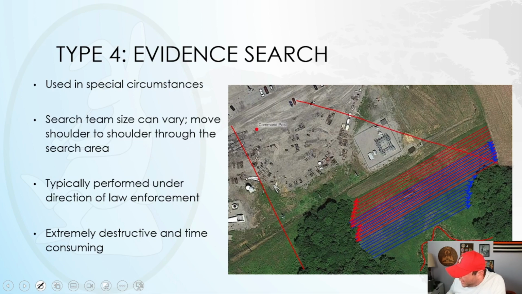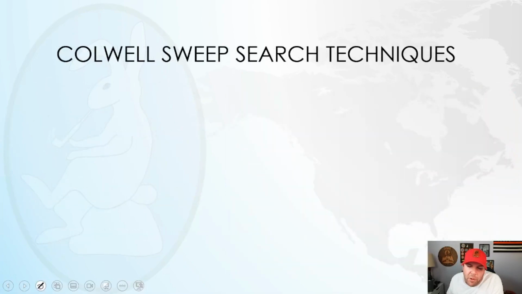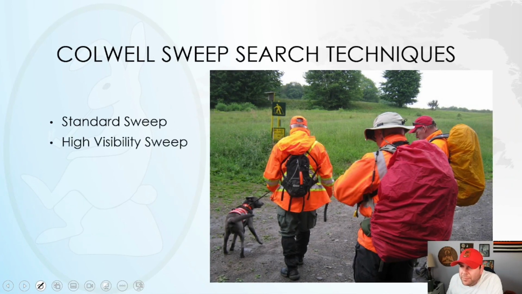And so our task was to try to find anything we could that we could tie back to our missing person, or our individual that was caught up in the explosion. So that's what an evidence search is going to look like. Usually it's under law enforcement supervision at that point.